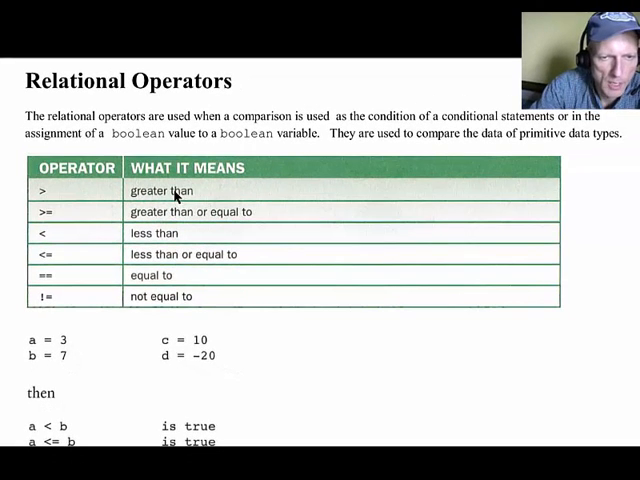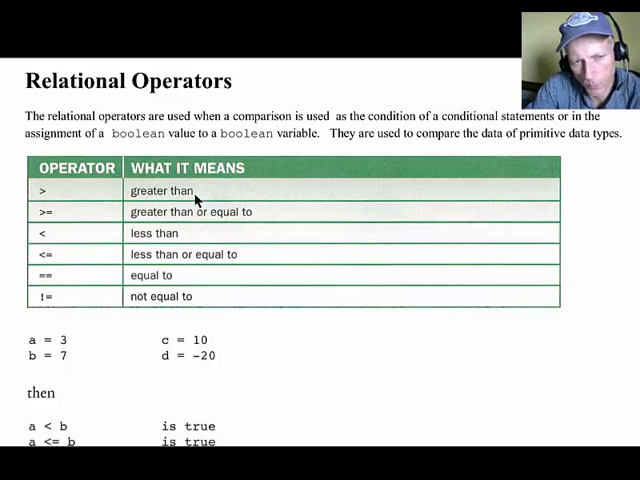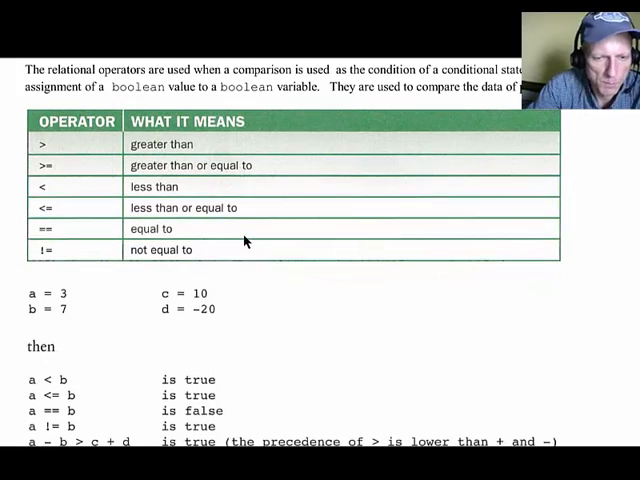So the relational operators basically compare expressions for greater than or equal to, less than or equal to, and not equal to. And these are for comparison of primitive data types only. Later we'll get into how to compare object data types, but for now we're just comparing actual values: double, int, and boolean. Not string, just double, int, and boolean values.